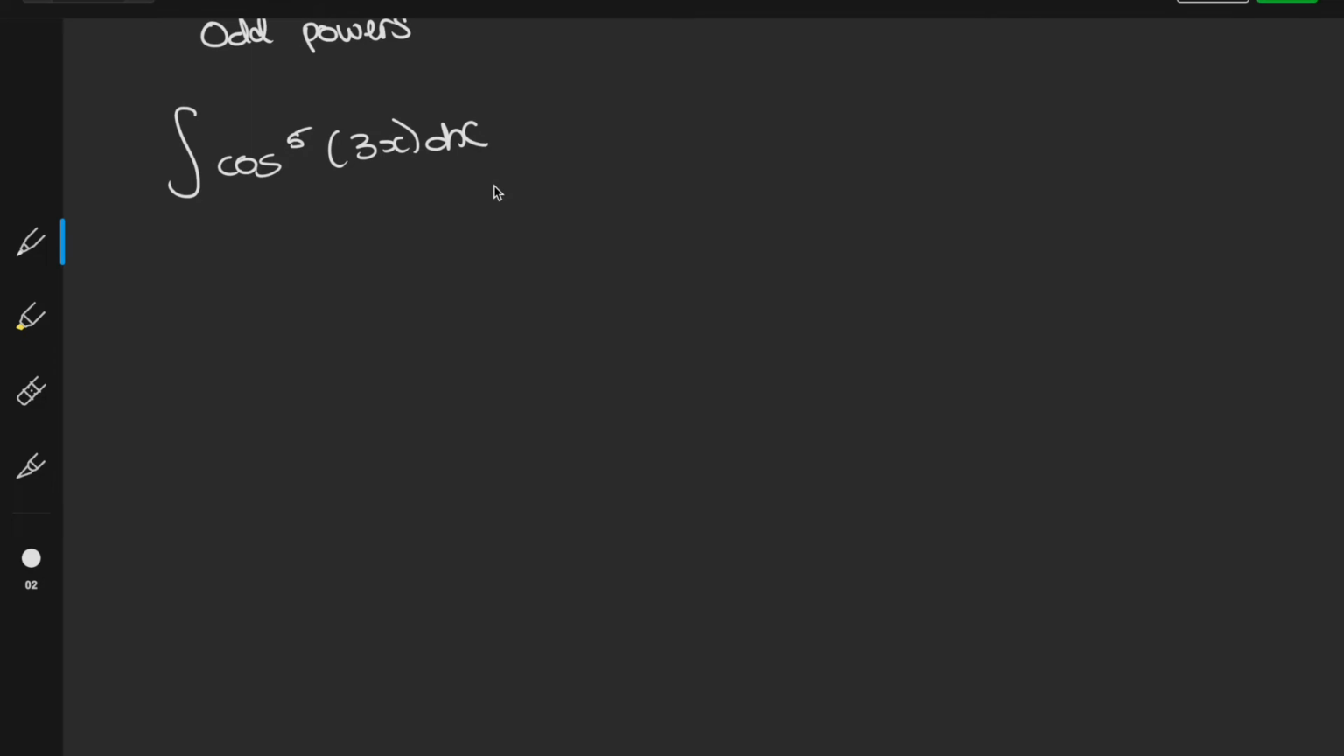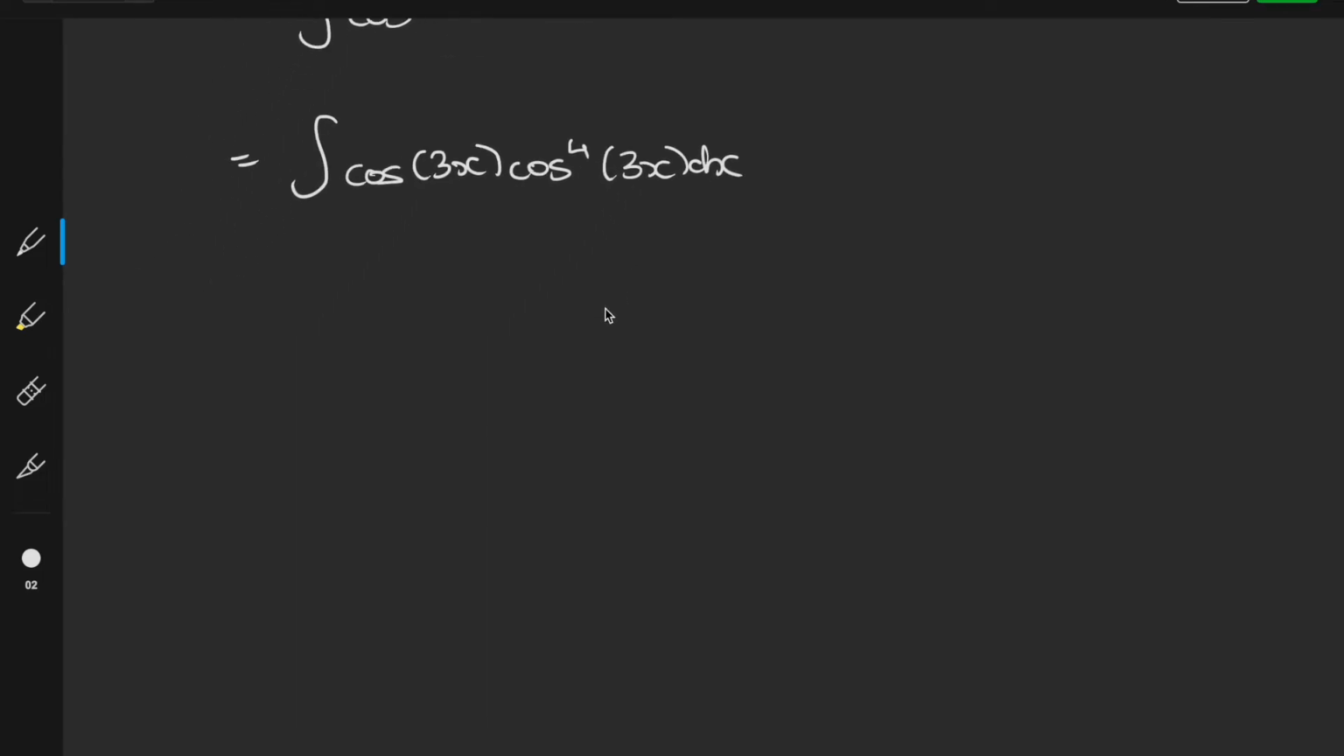what we want to use is break it up into a single cosine term, and then in this case we'll have cosine to the 4, because cosine of 3x times cosine to the 4 of 3x is just going to be this thing here. And then we're going to manipulate the Pythagorean identity, and we'll use some reverse chain rule to anti-differentiate. So this is just going to be equal to cosine of 3x times the cosine to the 4 of 3x dx.